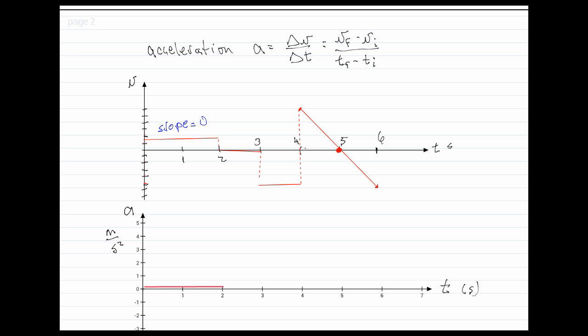Okay. In fact, the same is true for the interval from 2 to 3. The velocity is constant here. There's this discontinuity, but from 2 to 3, our velocity is not changing. So we can continue this line, make it all 0, like that. Okay, so here we have the slope is 0.